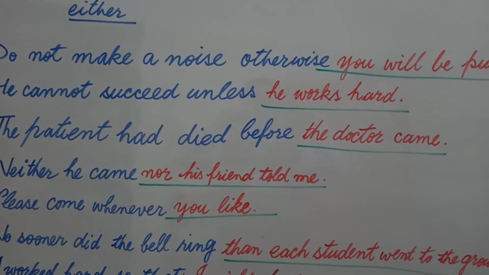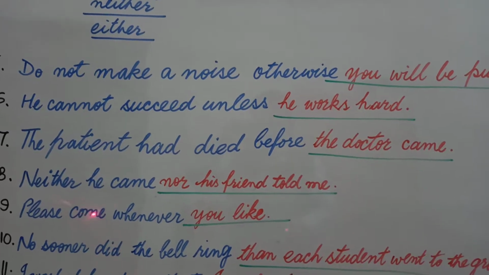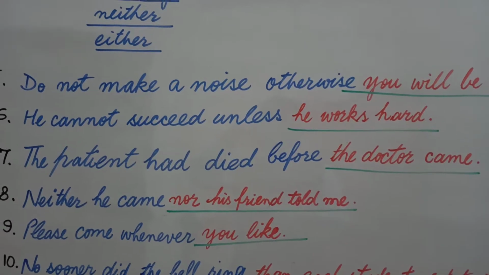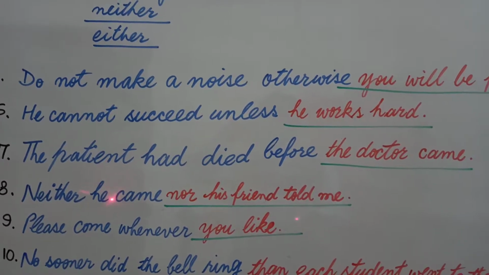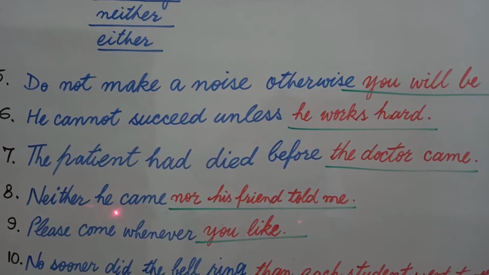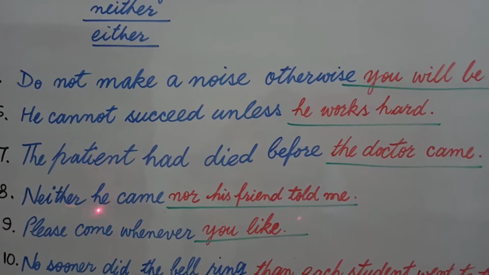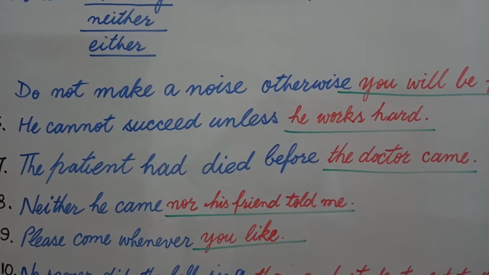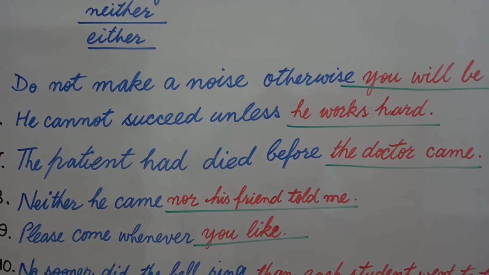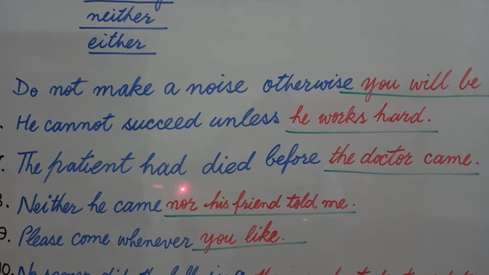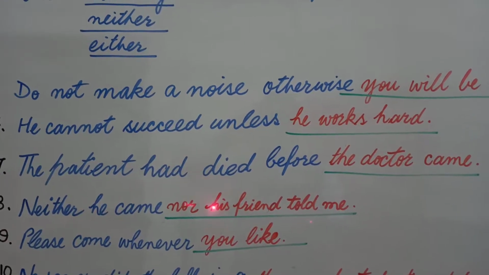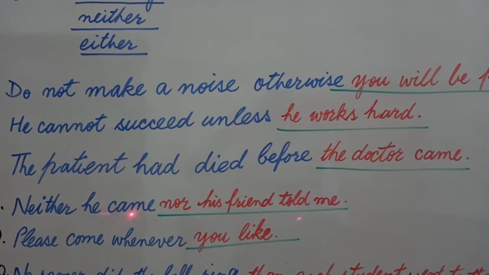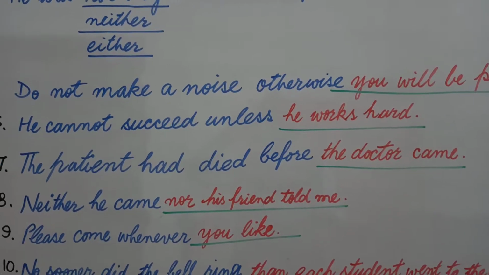Now we are observing that neither is given before the subject. According to my previous lecture, there should be a space and there should be neither he nor his friend. But actually there is not a space, and after neither, two different things are given, subject and came. Means neither he came. It means that you will use nor and you will take another subject and another verb. So neither he came nor his friends told me.